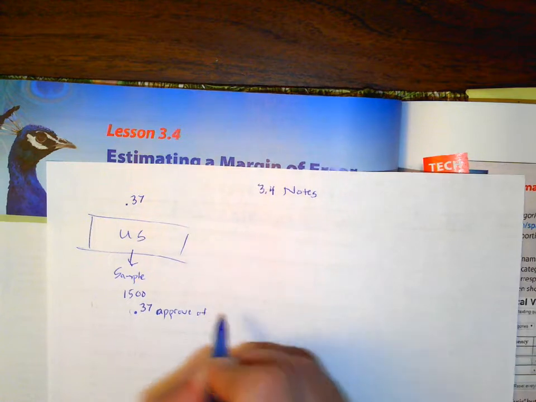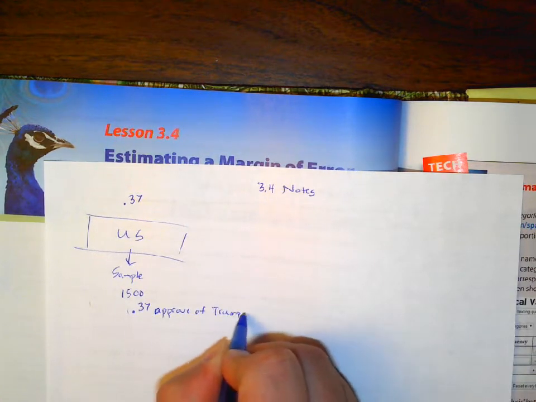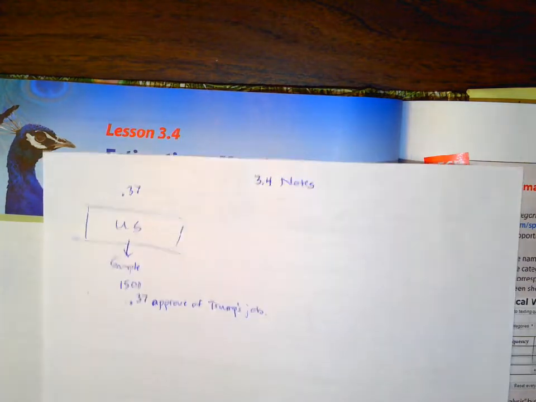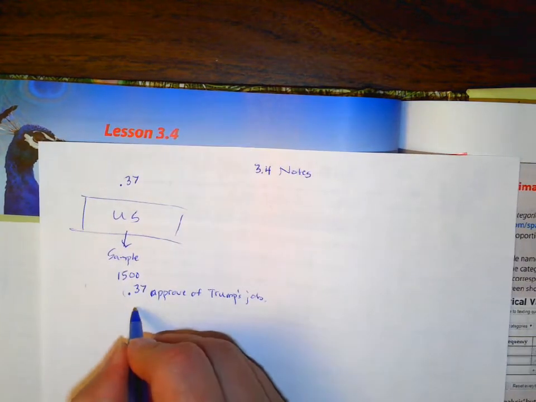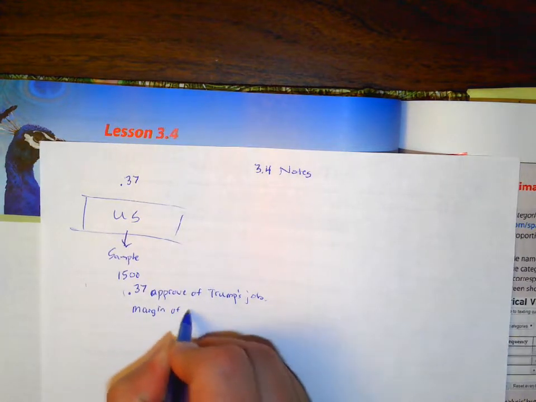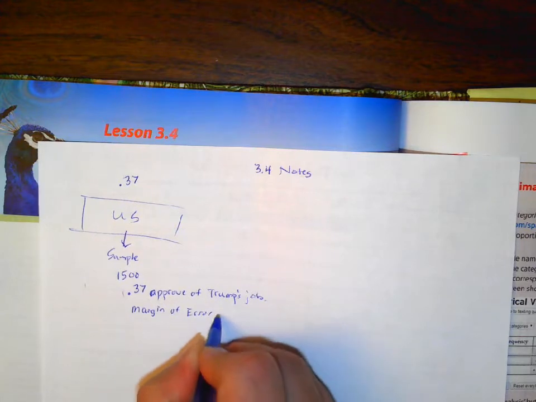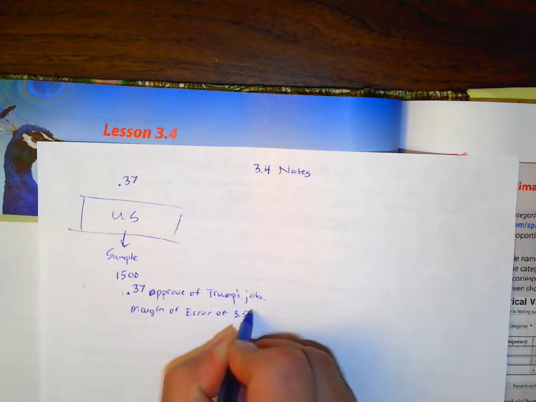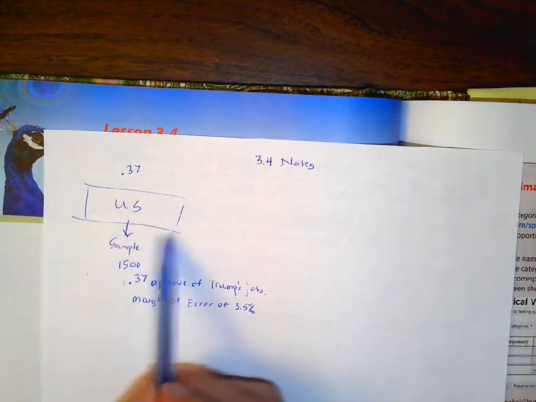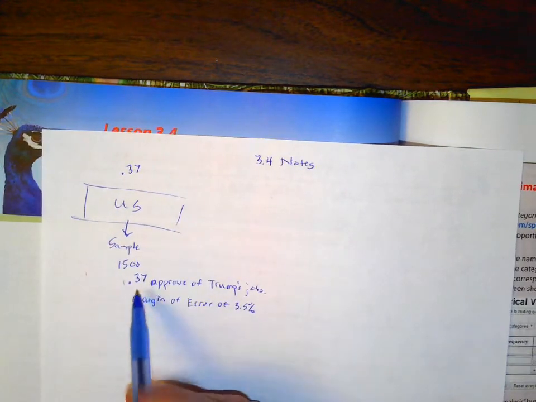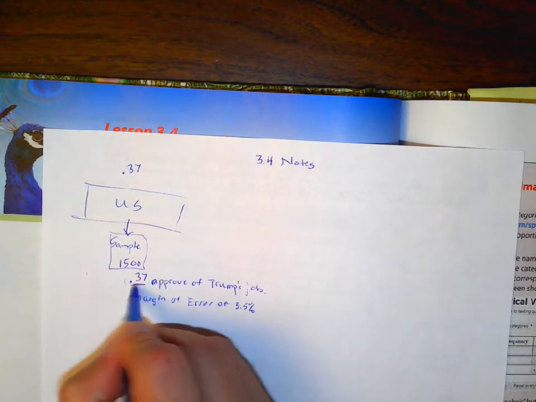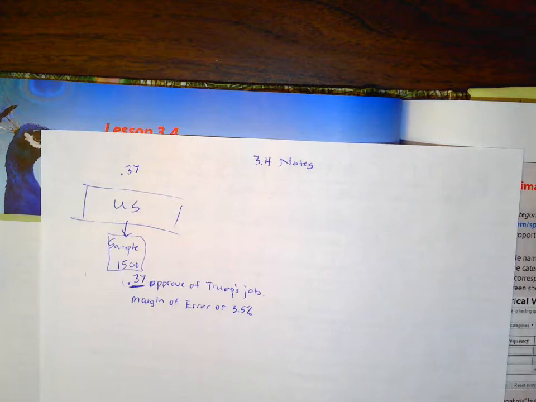of Trump's job. Okay, what he's done in the office. So 37% approve. Now, that had a margin of error of 3.5%. Okay, so what does that mean? So do we really know what the whole United States believes? No. We took a sample of, say, 1,500 people, and we got an estimate. Okay, we believe it's 37%.